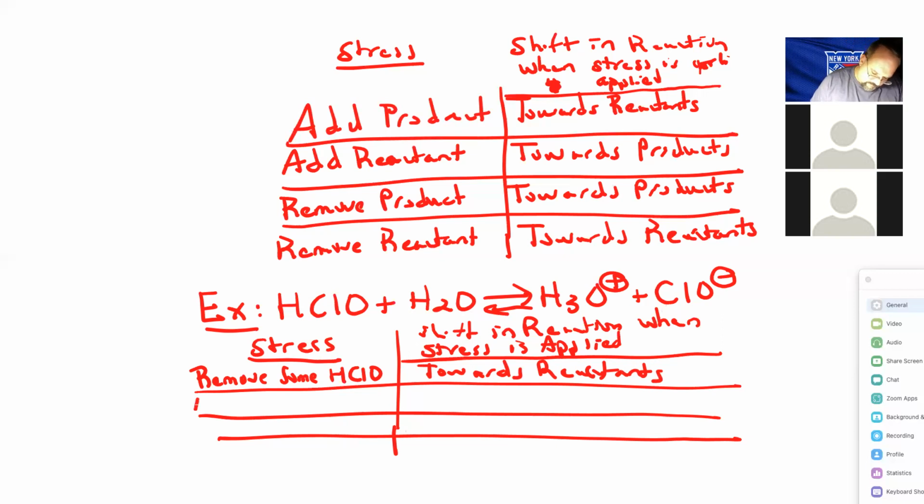Right? Second, adding more ClO minus. So I have this reaction at equilibrium. I'm adding more ClO minus. How does the reaction shift? What am I doing here? Am I adding more reactant or am I adding more product? In this case, I'm adding more product. And because I'm adding more product, the reaction is going to shift towards the reactants.